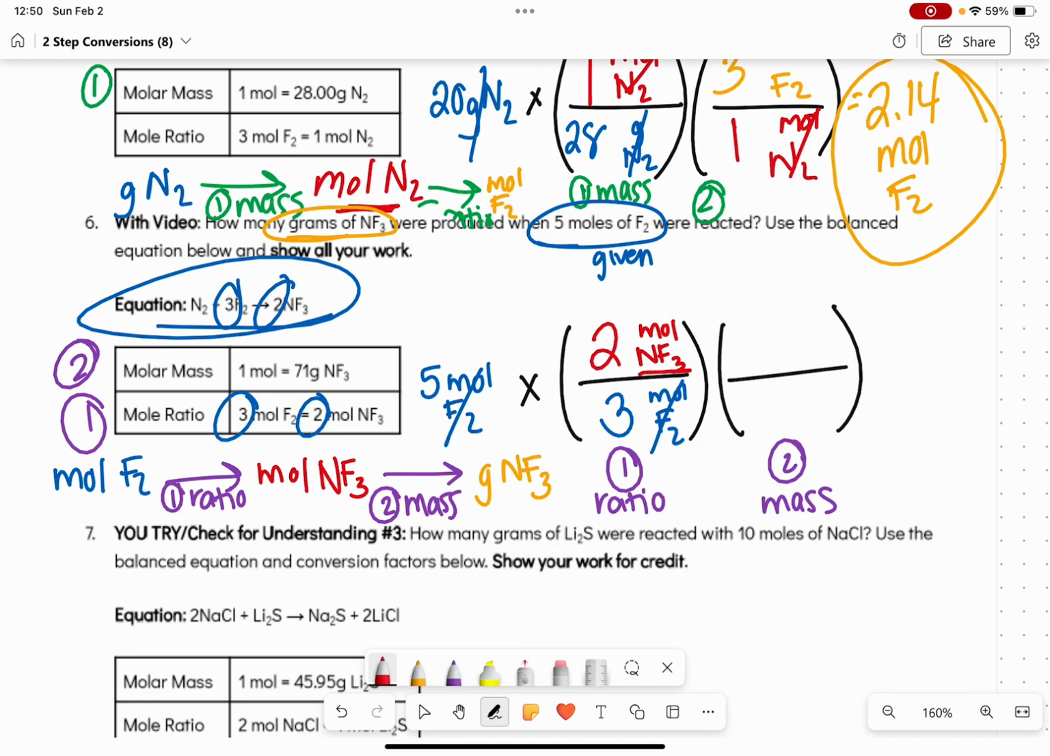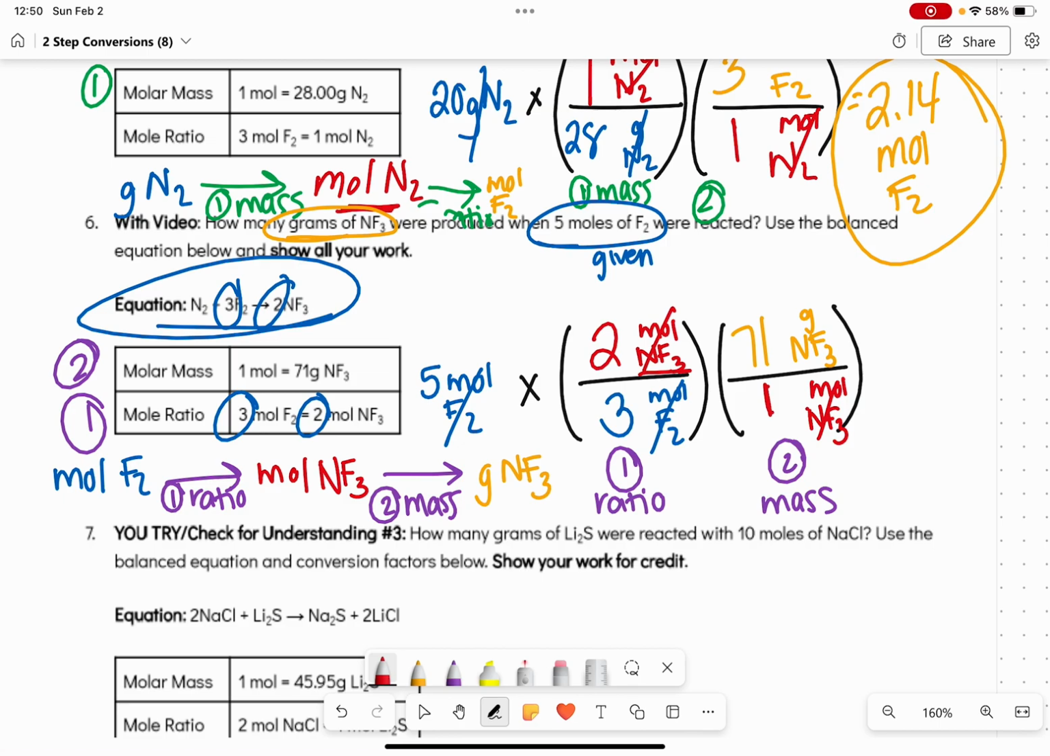So moles NF3 is at the top. Moles of NF3 is going to go at the bottom in the next parenthesis so that it cancels out. And I want to find grams of NF3, so that's going to go at the top in my parentheses. Our numbers from here come from our conversion. So the mass of NF3 from the periodic table is 71. That's going to go with grams. And then opposite of grams, you always have 1 mole. So that is going to go on the bottom.